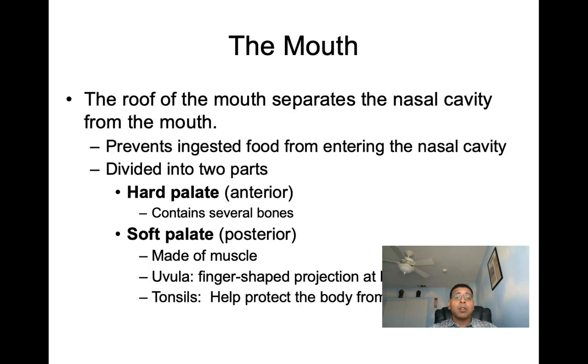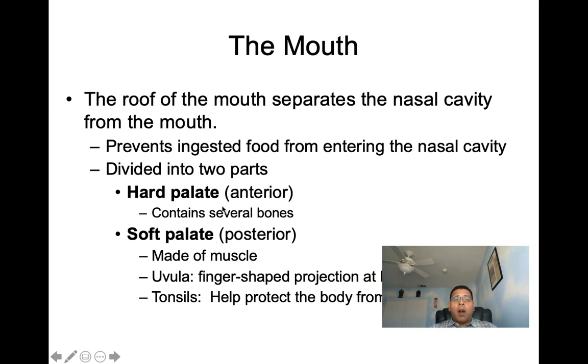Next, when we talk about the roof of the mouth, the roof of the mouth is going to separate the nasal cavity from the oral cavity, from the mouth. The roof of the mouth is going to prevent food from entering the nasal cavity. The roof has two parts to it. It's going to have a hard palate, which is the more anterior portion, and it's going to have a soft palate, which forms the more posterior portion of the palate.